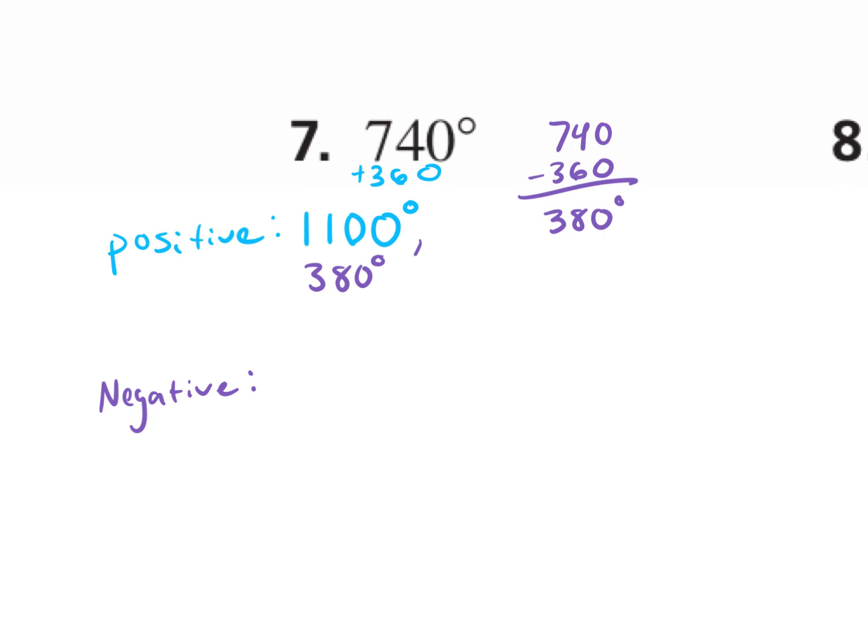You don't have to continue to list them. Just give me one of each. But just make sure one of them's positive, one of them's negative. What would I have to do next? So we got 20. Is 20 a negative coterminal angle? No, it's actually still positive. So we could add it to our list of positive ones. What would I have to do again? Subtract 360. So we get negative 340. Now we have a negative one. So that would be our negative coterminal angle.